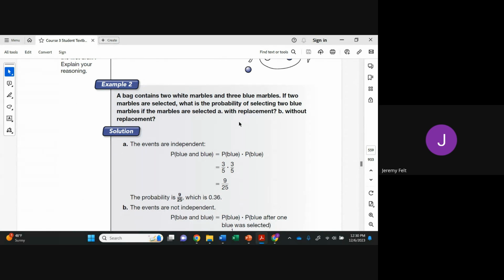up, whatever we need to do, and then pull out again, then it's independent. Whatever we drew on the first one, we're putting it back in, shuffling it up again, and then redrawing. Whatever we got on the first one doesn't affect the second one. So that would be independent.